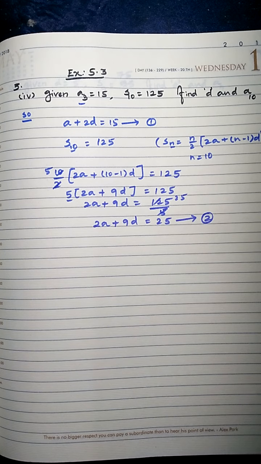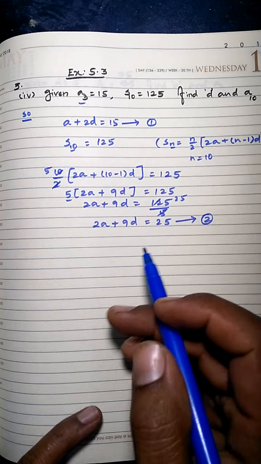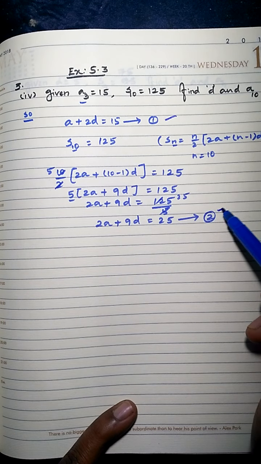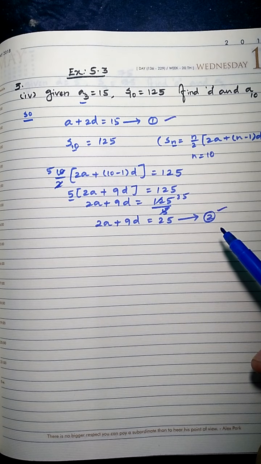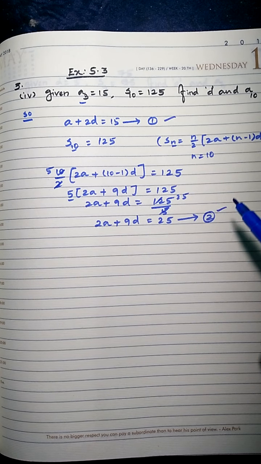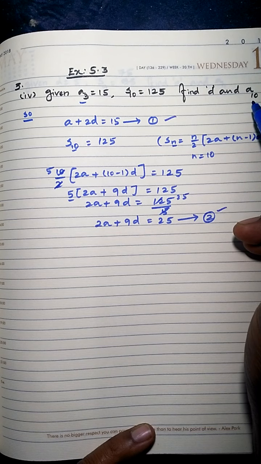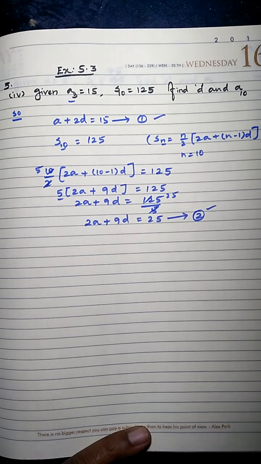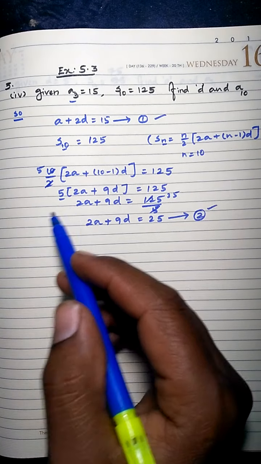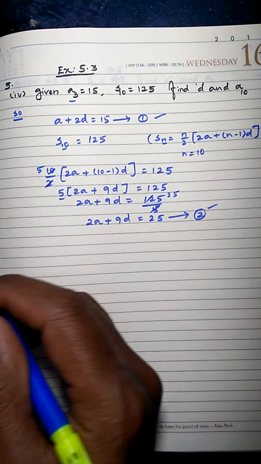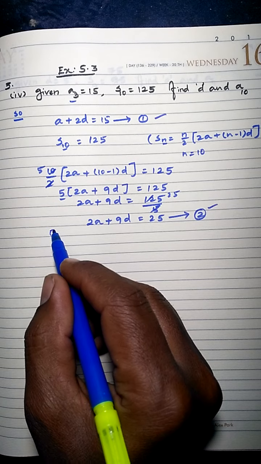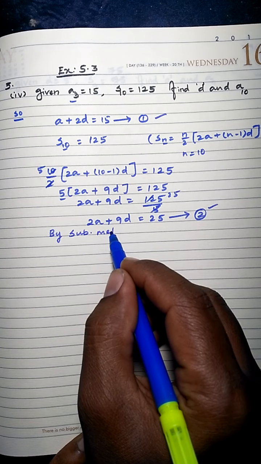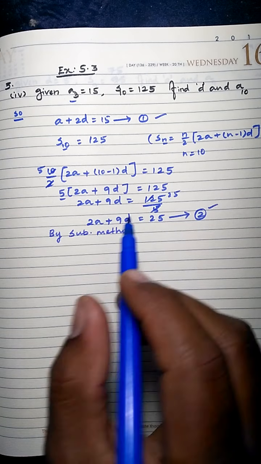So now we got equations 1 and 2. Let's solve these two equations by using any one method, either elimination or substitution method, so that we can get the value of d. Then we can find out A10. Okay, let's apply now. We can use the substitution method here. If you want to use the elimination method, you can also use it.